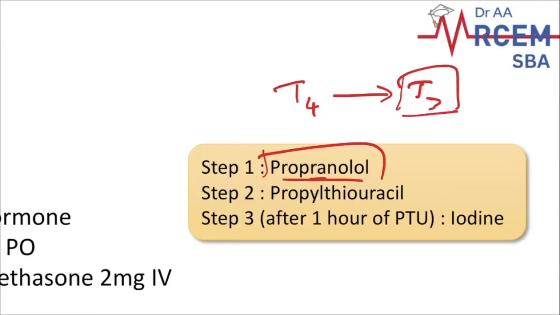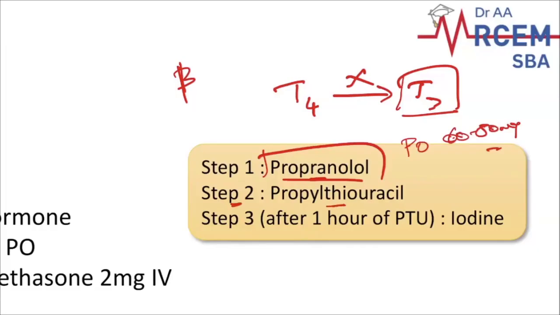Okay, so it has dual actions. It blocks the beta receptor effects of the thyroid hormones. Along with it, it prevents the peripheral conversion of T4 to T3. So the first drug is to give propranolol. Propranolol can be given even orally, around 60 to 80 mg can be given, or intravenous form also is available, you can give it.